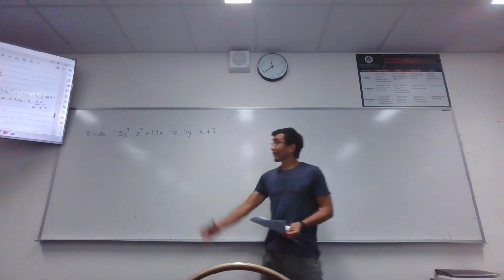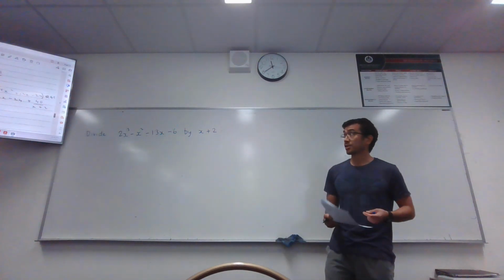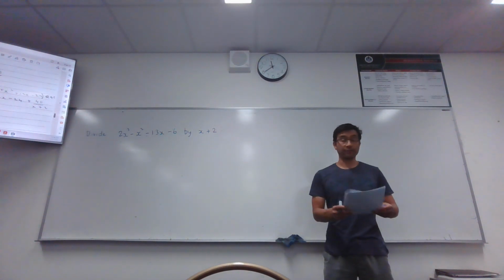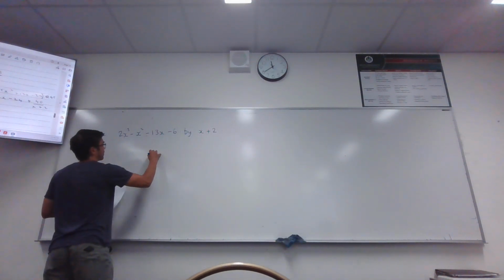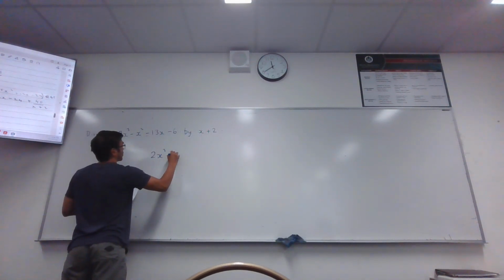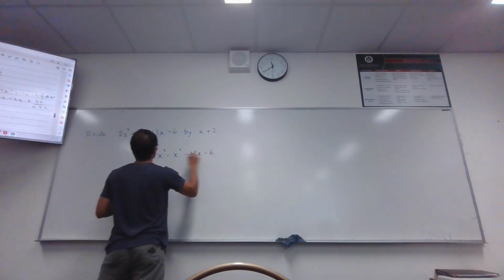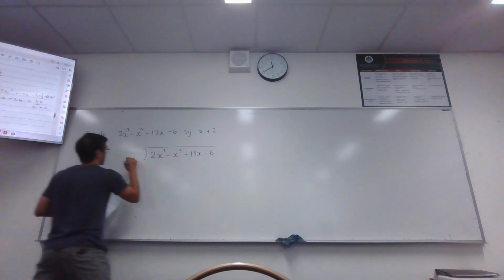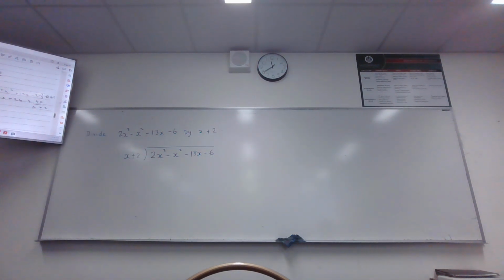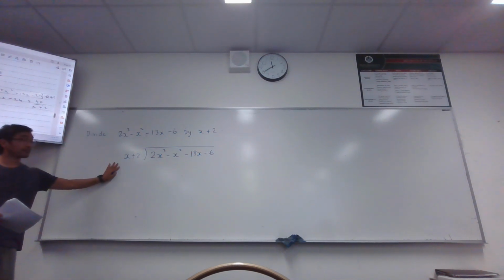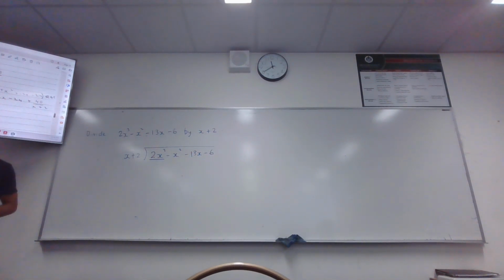Okay, first of all, I've got labeled here example 5. 2x cubed minus x squared minus 13x minus 6. Divide that by x plus 2. So whatever we are dividing by goes on the outside. Remember, we are trying to achieve the first thing that comes in.